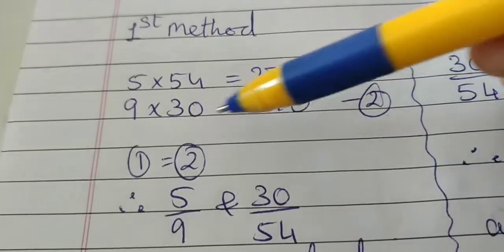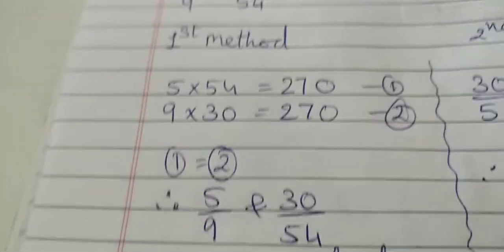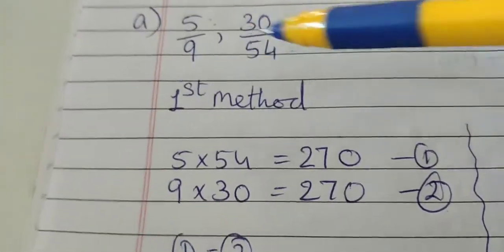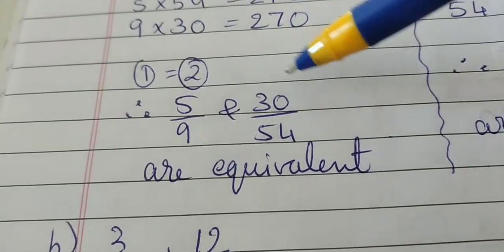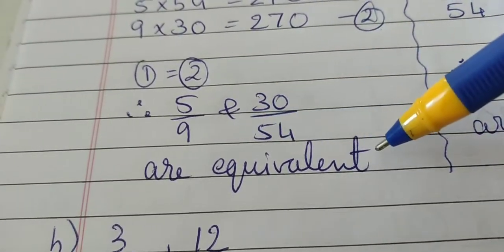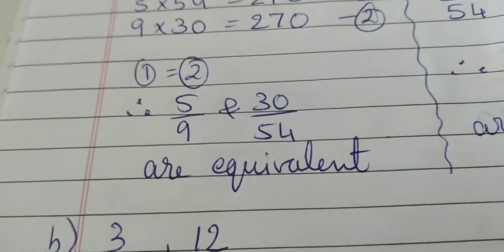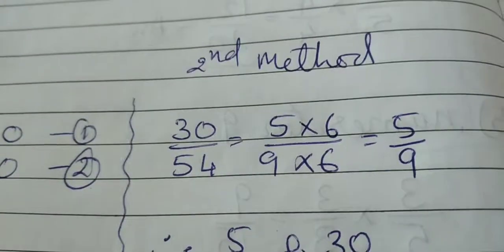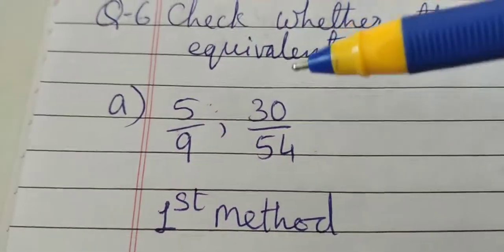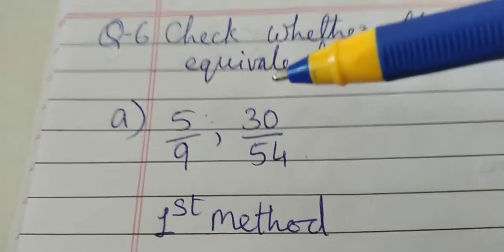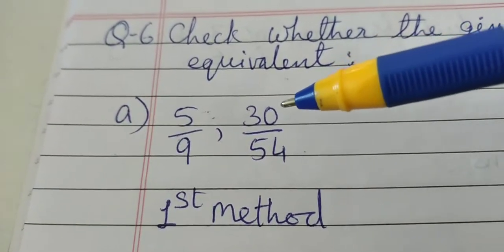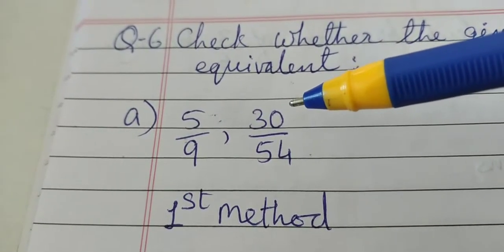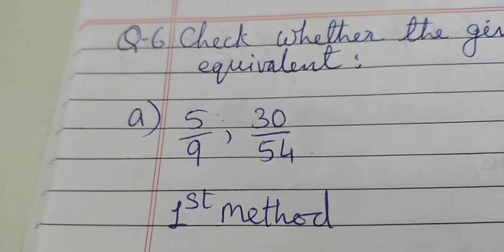If product 1 and product 2 are equal, then the given two fractions are equivalent. 5 upon 9 and 30 upon 54 are equivalent. Okay, and let's see the second method. What we are going to do is just see which is the bigger fraction, the fraction which has greater values in the denominator and numerator place.